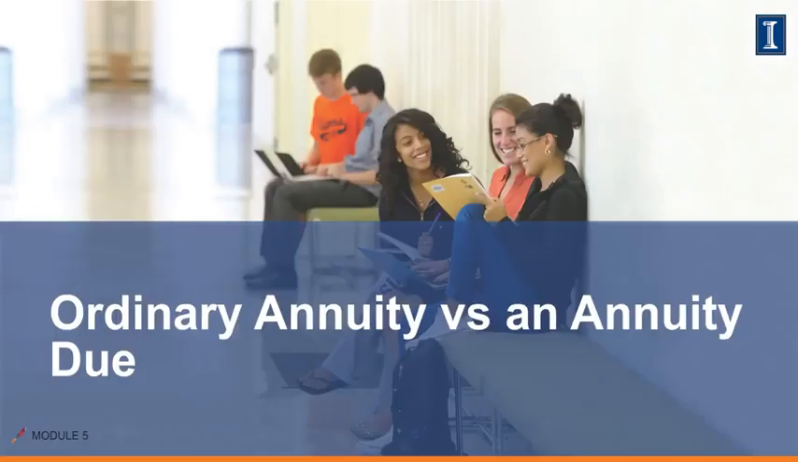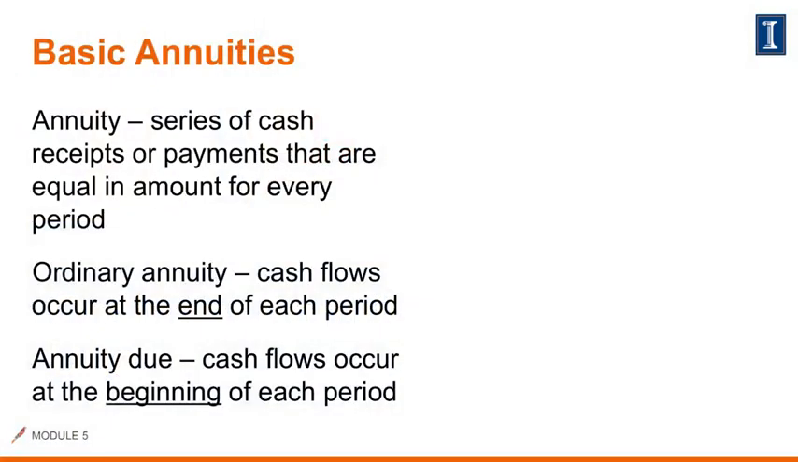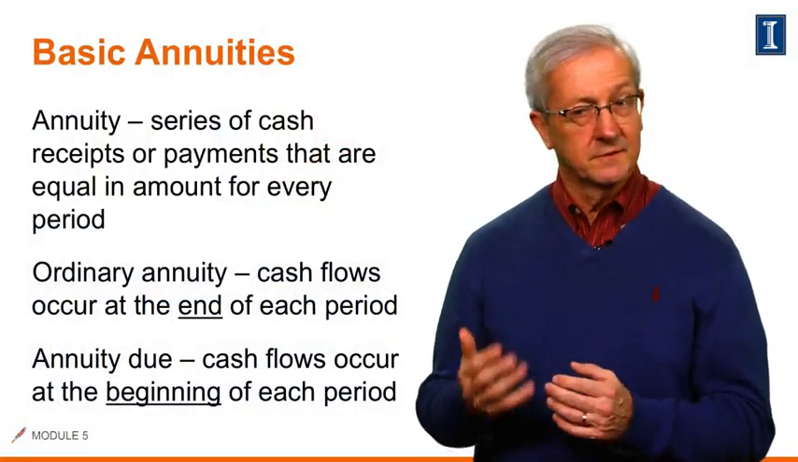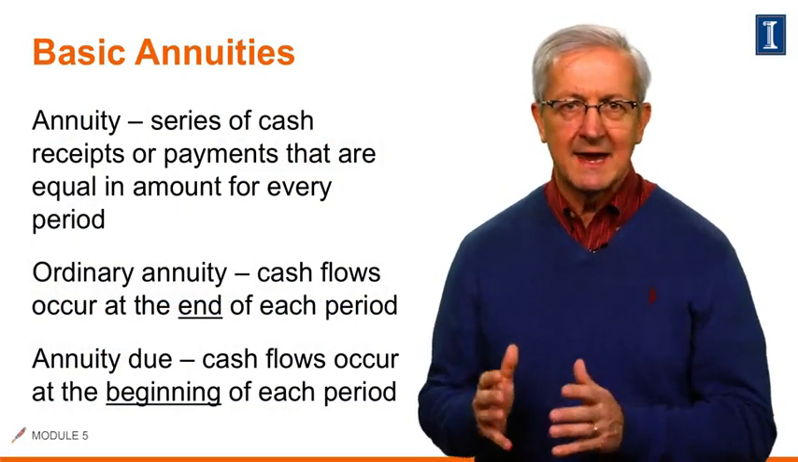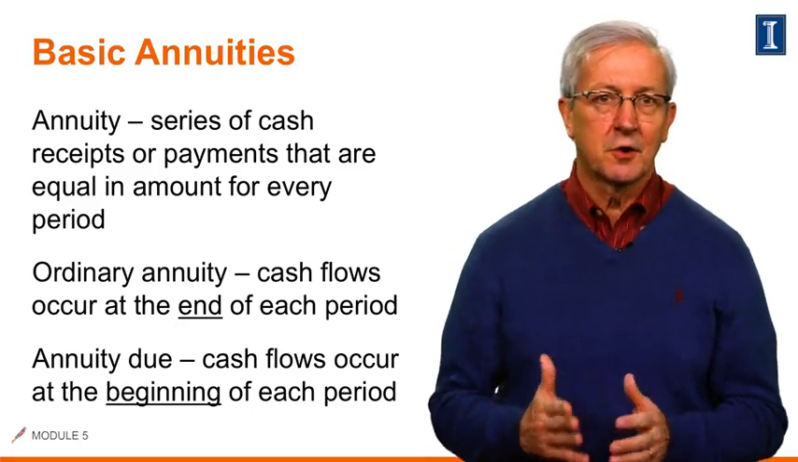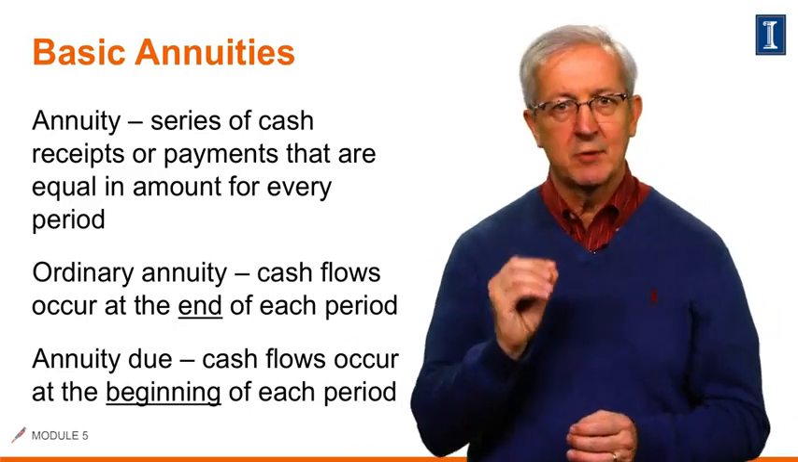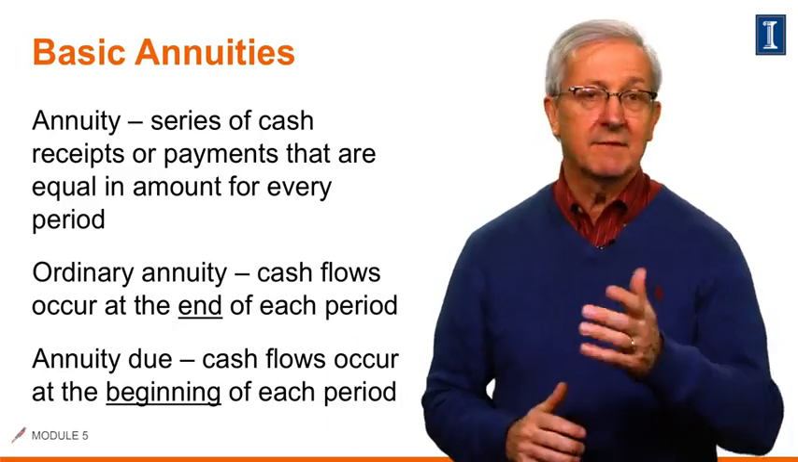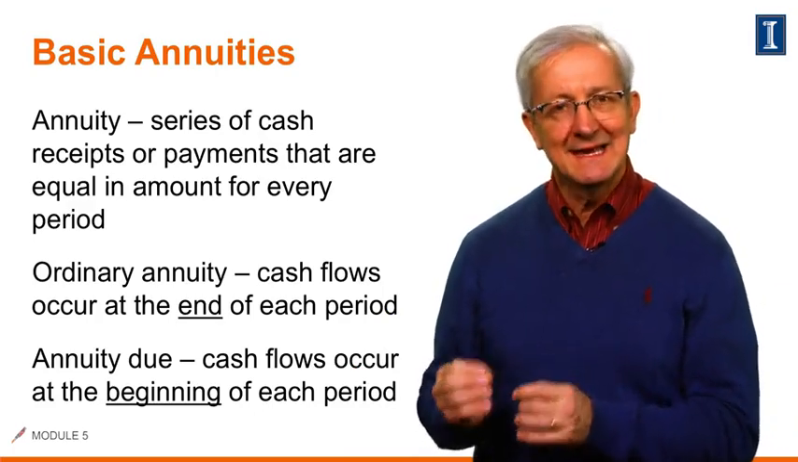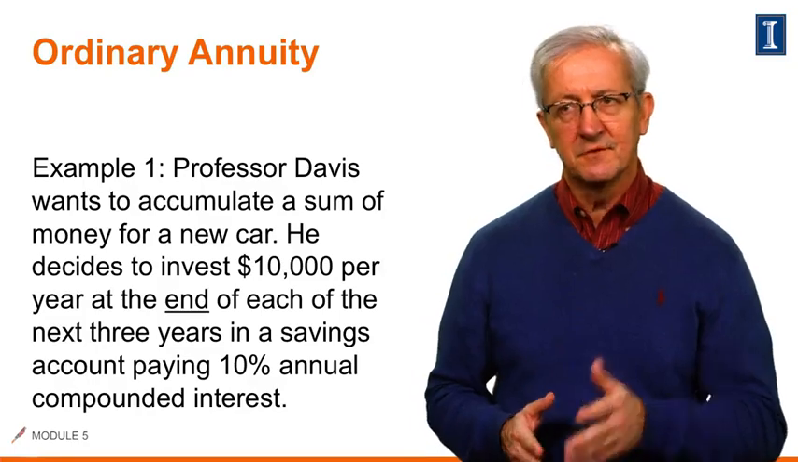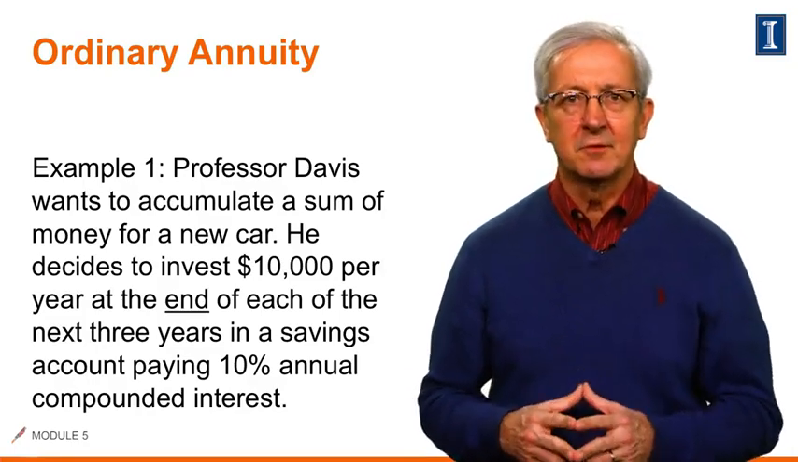Our next topic is going to be annuities. A little bit more complicated. We talk about ordinary annuities versus annuity due. So what are annuities? Annuities are a series of cash receipts or payments that are equal in amount every period. There are 2 types we have to look at. An ordinary annuity has kind of a bland name, but it basically means cash flows occur at the end of each period, key point being end of the period. Then we have the second type, annuity due, where the cash flows occur at the beginning of the period.